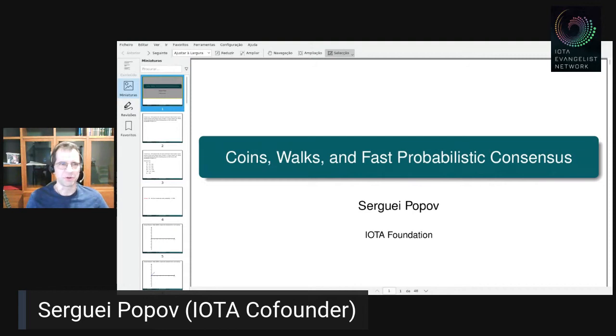I'm going to tell you first something about general probability. These coins here are just coins that you toss and obtain heads or tails. Walks are random walks. And then I will explain the relationship of all that with fast probabilistic consensus and related models.